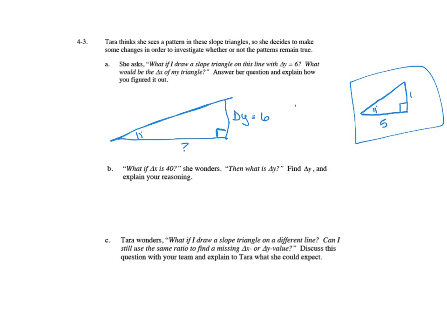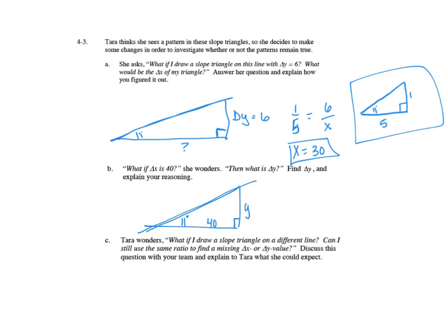So I'm going to say 1/5, the ratio of the rise over the run, has to equal the ratio of 6 over x. And then I'm going to use my cross products property, and I'm going to multiply and get x equals 30. Okay, what if delta x is 40? So same line, again, this is the 11-degree line. If this is 40, what's the change in y? I want you to pause the video, solve it, put your answer in.